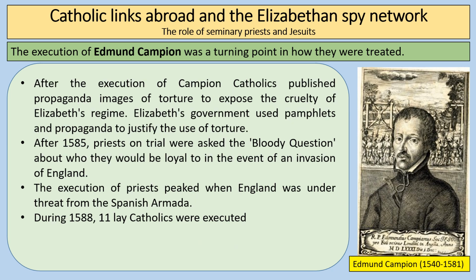So after the execution of Campion, Catholics published propaganda images of torture to expose the cruelty of Elizabeth's regime. Elizabeth's government used pamphlets and propaganda to justify what they were doing to Catholics. After 1585, priests on trial were asked the so-called bloody question about who they would be loyal to in the event of an invasion of England by, say, Spain, for example. The execution of priests peaked when England was under threat from the Spanish Armada, and during 1588, 11 lay Catholics were executed.